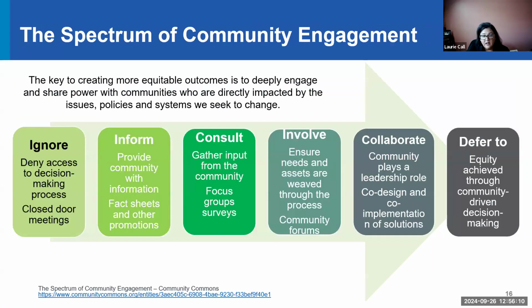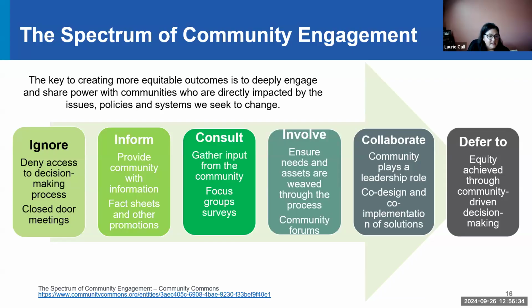Another one of the underlying pieces that really goes throughout MAPP 2.0 is the spectrum of community engagement. And so you've probably seen this in some format. It goes all the way from ignoring the people in the community to deferring to them to make decisions. And so the highest level of community engagement.